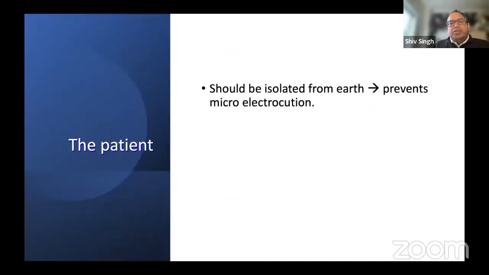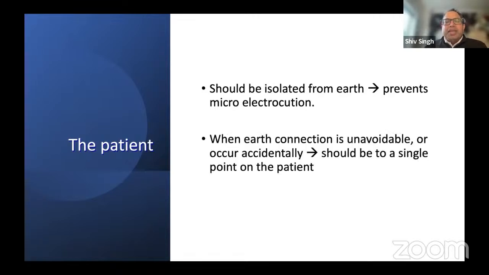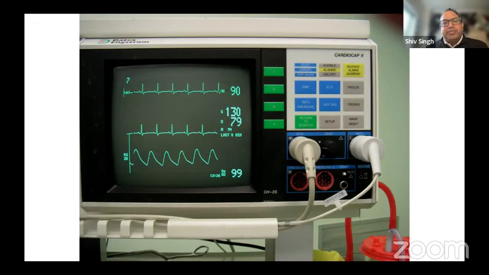Okay. So how do we actually do it within patients? I'll come to that in a minute. So to protect the patient, it's important that the circuit that is attached to the patient is always isolated from the earth. That is, we use an isolated power system. And when an earth connection is unavoidable or happens accidentally, then a single point is okay, but it should not happen at multiple points.